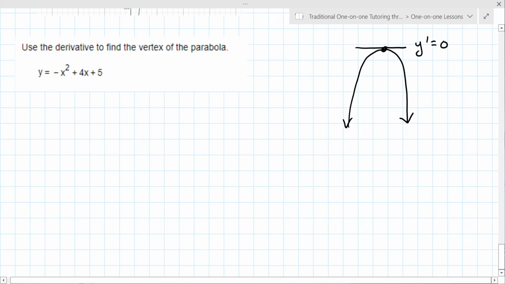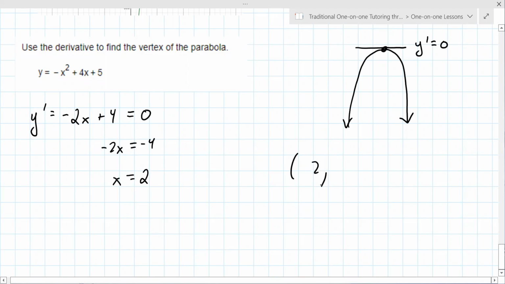Now we could just graph it, but this one's fast enough. We might as well just take a derivative. So you get -2x plus 4. That's your derivative. 2 times -1, 4 times x just 4. That's your derivative. You set that equal to 0. Minus 2x equals -4. So x equals 2. Now that's just the x coordinate of the vertex.